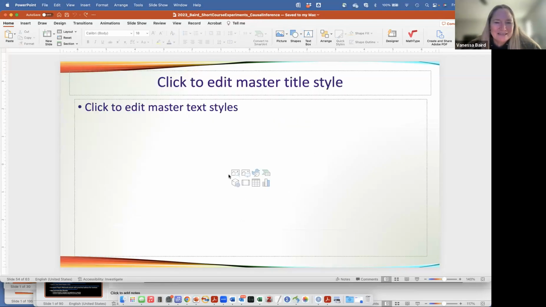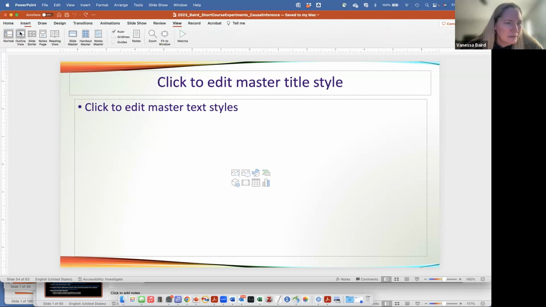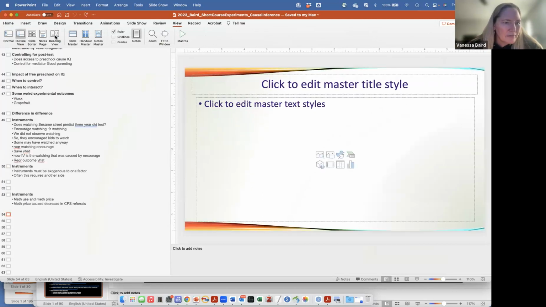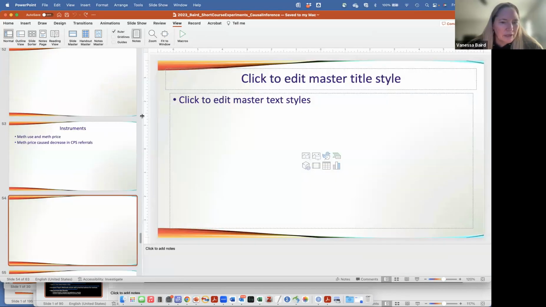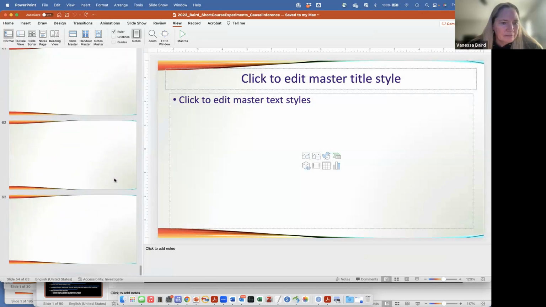Oh yeah. Okay. So, and I think I'm done now. Am I? I can't see my outline anymore. I got rid of it. No. Slide sorter, no. Normal. There we go. Yeah.